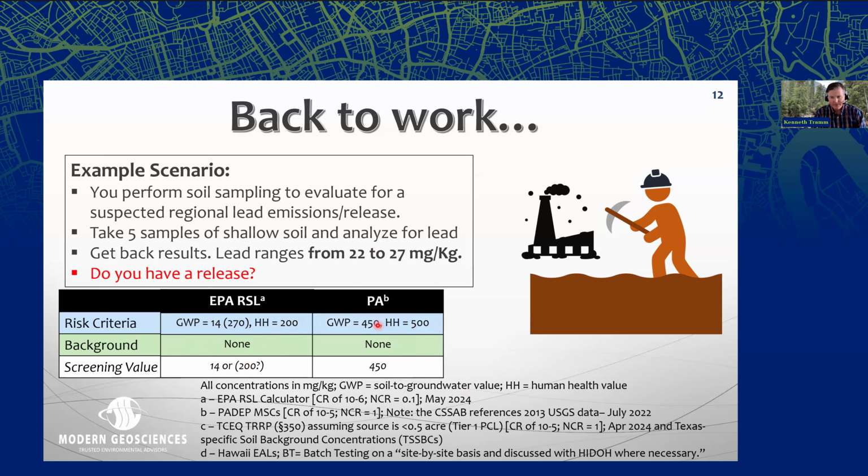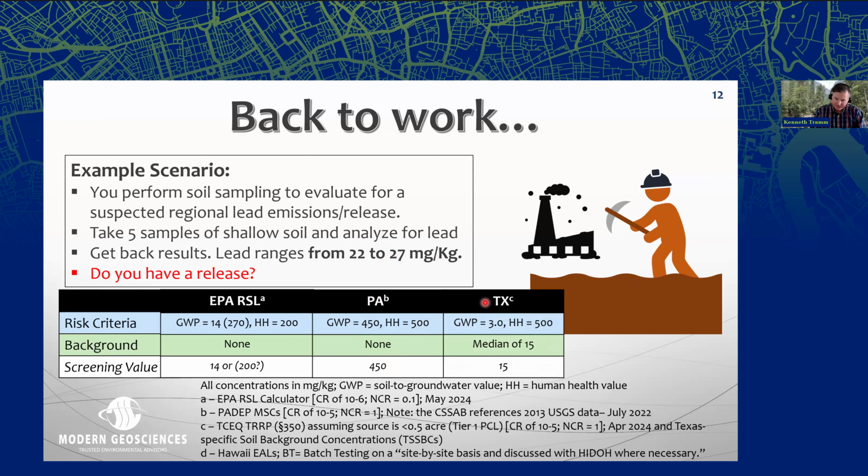So if I went to Pennsylvania, the groundwater protection base number for lead is 450. The human health, again, being the other pathways, the lowest is 500. So from that, the number would be 450. If we were in Pennsylvania and we had a 22 to 27, we'd feel pretty good.